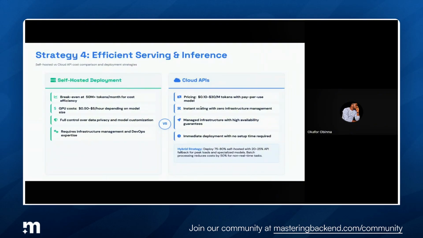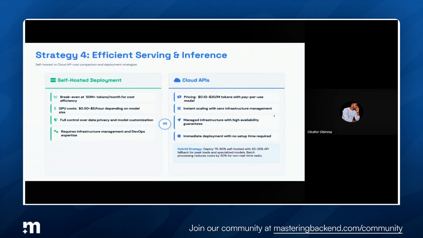Now, cloud APIs, we already know cloud APIs, the likes of ChatGPT, that's OpenAI, Anthropic, Claude, and all the AI models that they have. So for you to access these third-party AI models, like I said earlier, you need to communicate with them via an API. So the pricing, they're charging you $0.1 to $30 per million tokens with a pay-per-use model. If you've been building a backend system that has AI integration, or you've used third-party AI integration, definitely you know there's a pay-per-use model. Instant scaling with zero infrastructure management.